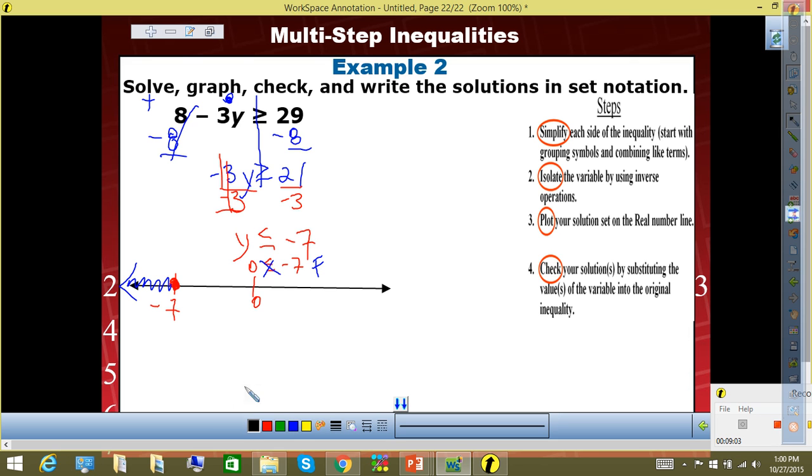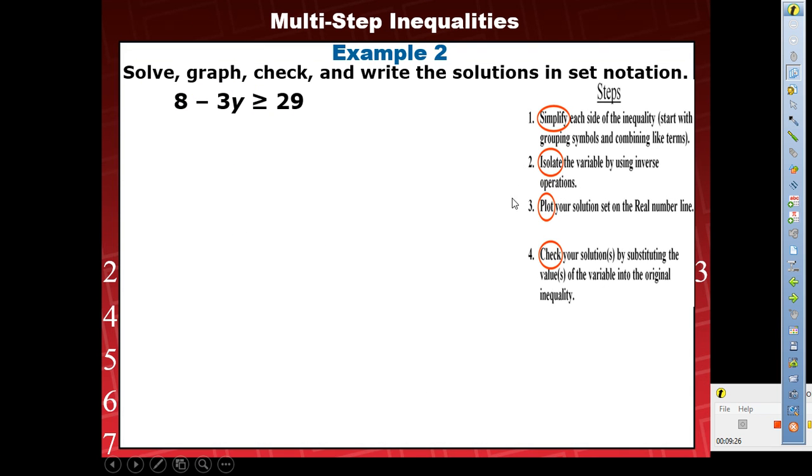Okay, can you give me your solution set, Olivia? Y such that? Hands if you got that. That is correct. And you know how to check. Is that correct? All right, let's move on. Copy this one. Number 3.